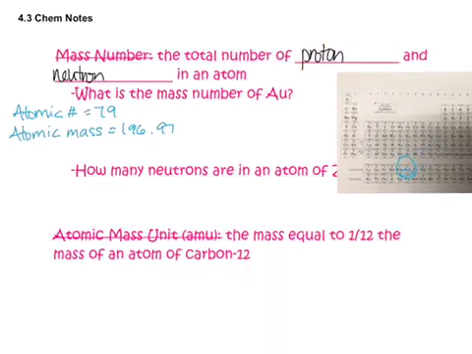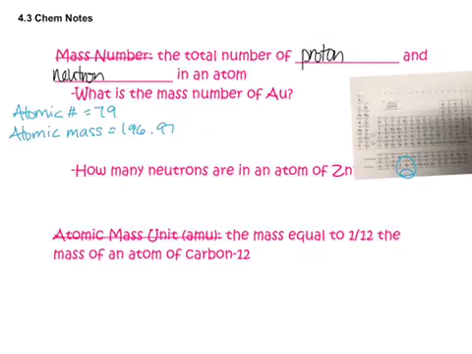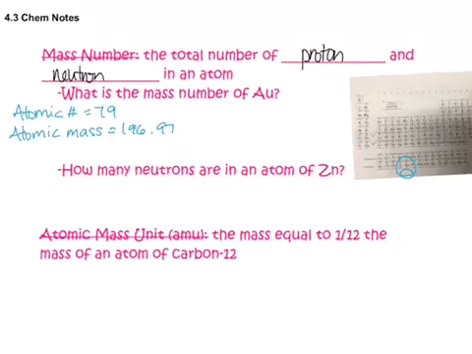So then the question further asks us, what is the mass number? In order to calculate the mass number, sometimes we have to round our atomic mass because we can't use decimals. So this would round up to 197. We take our atomic mass, 197, minus our 79 protons, and we would get 118 neutrons in gold.